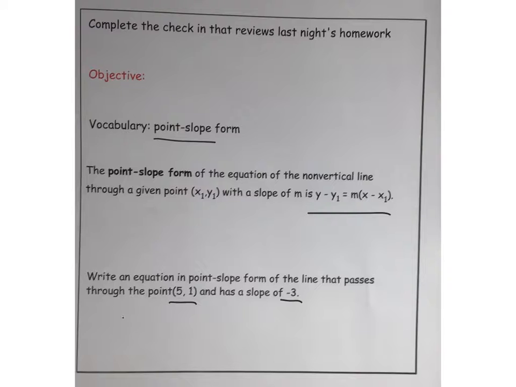So it's going to be y minus, and then what's my y value? It's going to be 1 is equal to, what's the next thing? That's the slope, m. So that's going to be -3 because the slope is -3. And then in parentheses, it's x minus this x value here. So we're going to do a couple more of those.